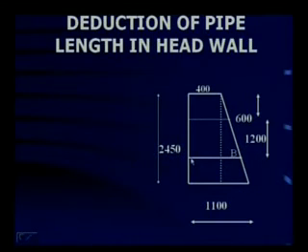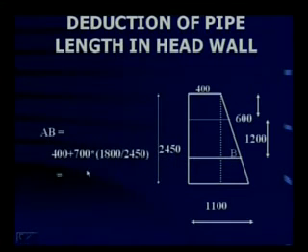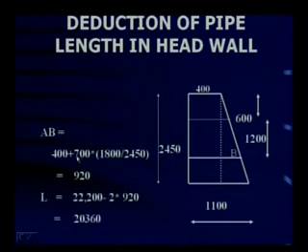So what do I do now? From the total length of the pipe, let me call this AB. Let us calculate the length of AB and subtract on either side from the total length of the pipe. So let me calculate AB for you. How do we get AB now?